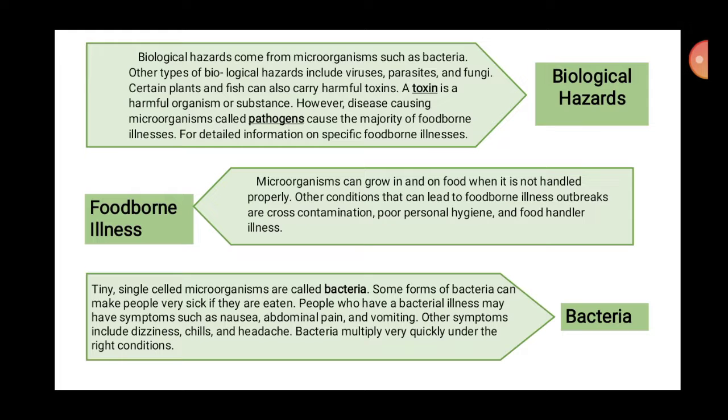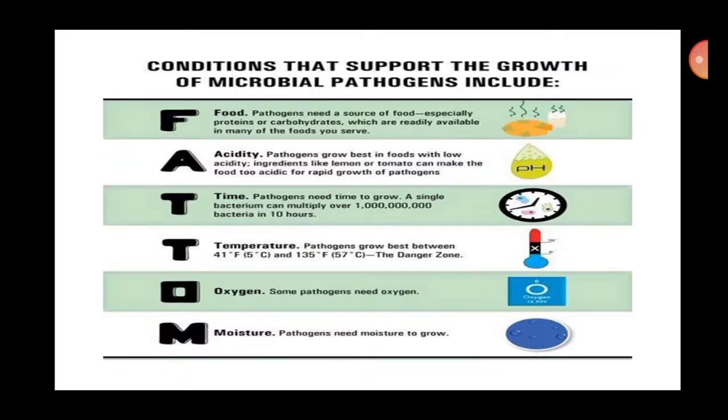Next one is bacteria. Tiny single-celled microorganisms are called bacteria. Some forms of bacteria can make people very sick if they are eaten. People who have bacterial illness may have symptoms such as nausea, abdominal pain, and vomiting. Other symptoms include dizziness, chills, and headache. Bacteria multiply very quickly under the right conditions, and that's true. So these are the conditions that support the growth of microbial pathogens.